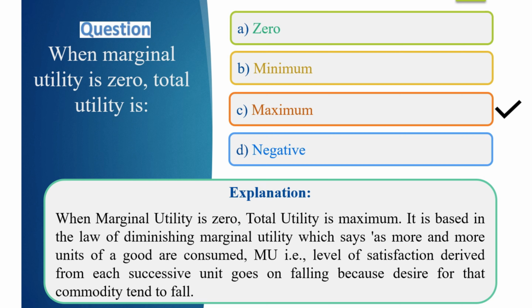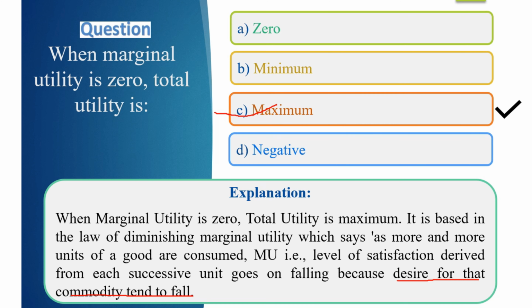This is based on the law of diminishing marginal utility, which says as more and more units of a good are consumed, marginal utility, that is the level of satisfaction derived from each successive unit, goes on falling because desire for a commodity tends to fall. So the correct answer is option number C. When the marginal utility is 0, total utility is maximum.